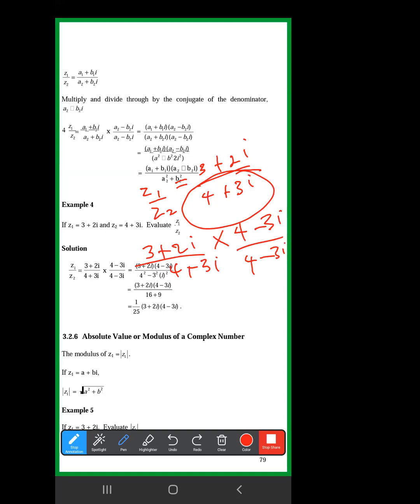Hope you guys are following. Yes, we are following, sir. All right, let's continue. Now, here, if you look at how their answers are, you will notice that they actually left the numerator like that. So no need to touch the numerator at all. So our answer for the numerator at the top will just be 3 plus 2i in brackets and 4 minus 3i. No need to touch the numerator at all. Now let's focus on the denominator.